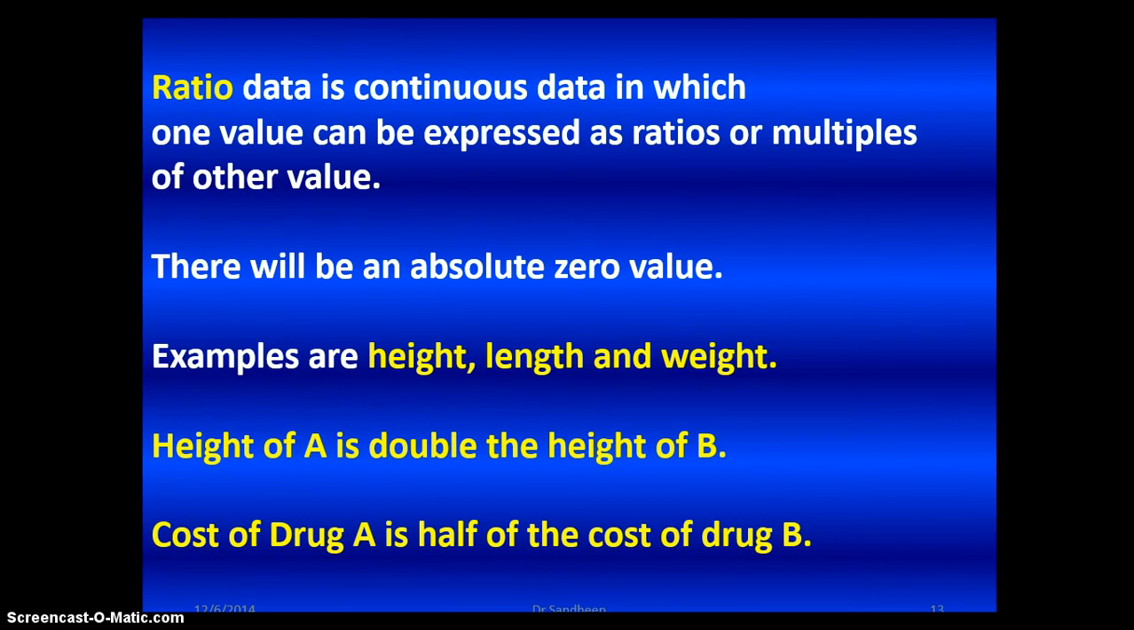But another example I will tell you: height, length, weight and all. Cost, there is absolute zero value. That type of variables are known as ratio data. The ratio data is a continuous data in which one value can be expressed as ratios or multiples of another value. There will be an absolute zero value. Examples are height, length, weight, etc. Height of A is double the height of B. We can express like that because both start from a zero value. Absolute zero is there. Cost of drug A is half of the cost of drug B. That is also an example of ratio.